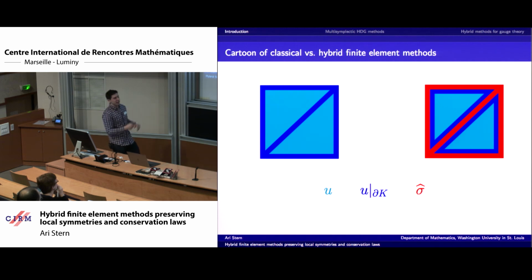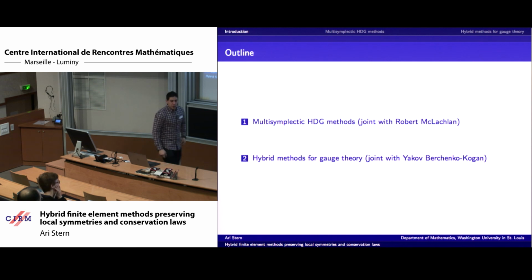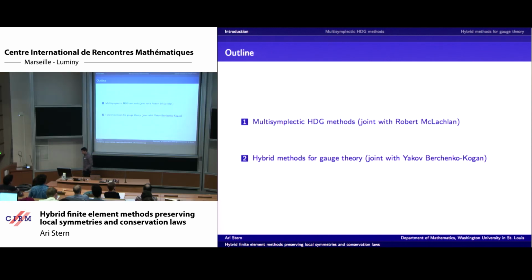So that's sort of the cartoon picture right there. Okay, so that's sort of the introduction. So I'm going to talk about two different implementations or applications of this idea.